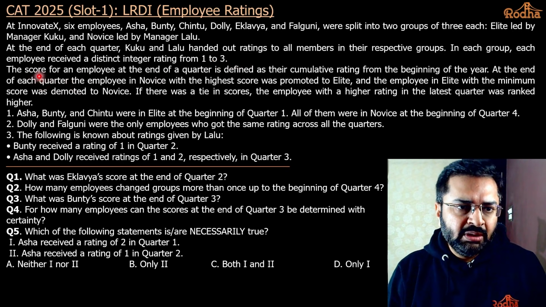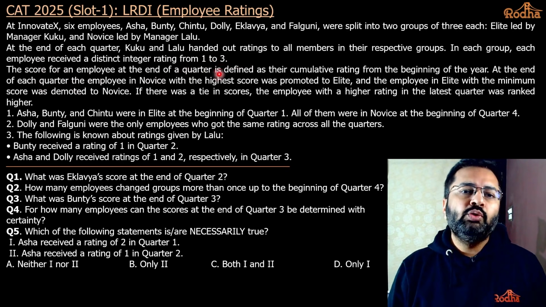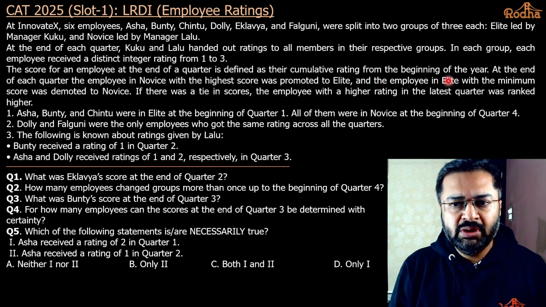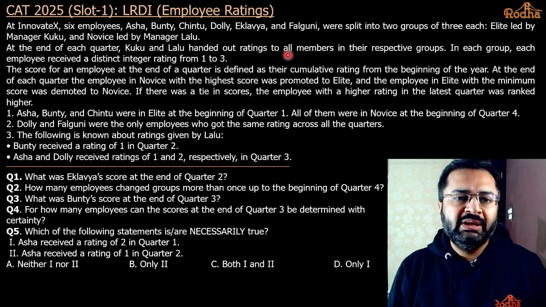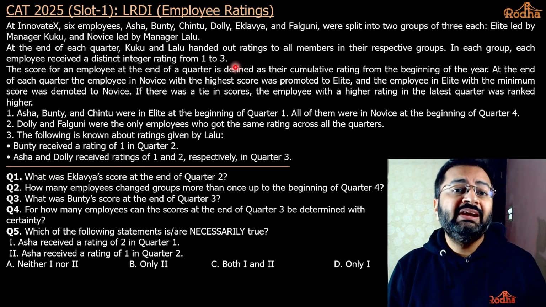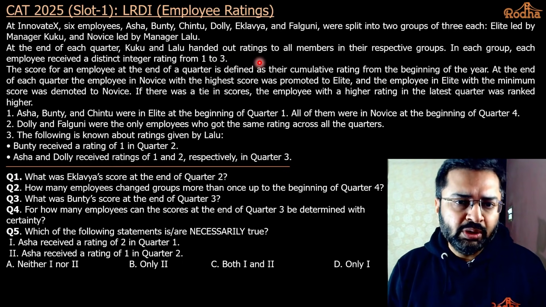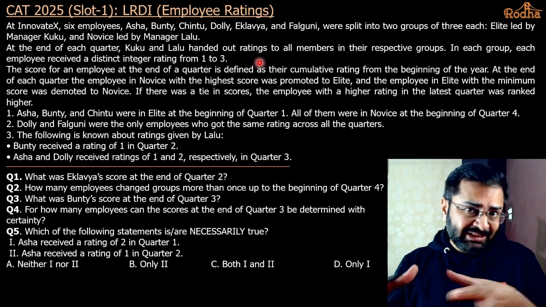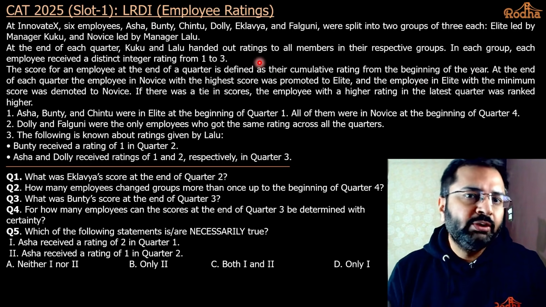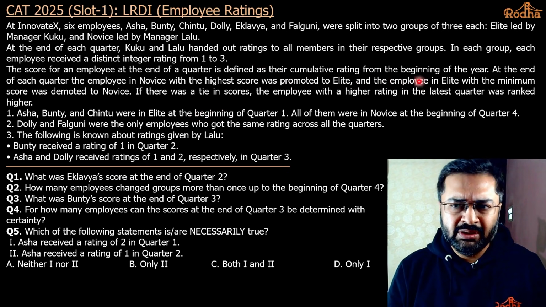Again, very simple. And the score for an employee at the end of a quarter is defined as their cumulative rating from the beginning of the year. Right, so the score would be different from rating. So if somebody gets a rating of 3, 2, 1 in 3 quarters, then the score at that particular stage would be the sum of 3, 2, 1. Again, pretty simple, nothing much.